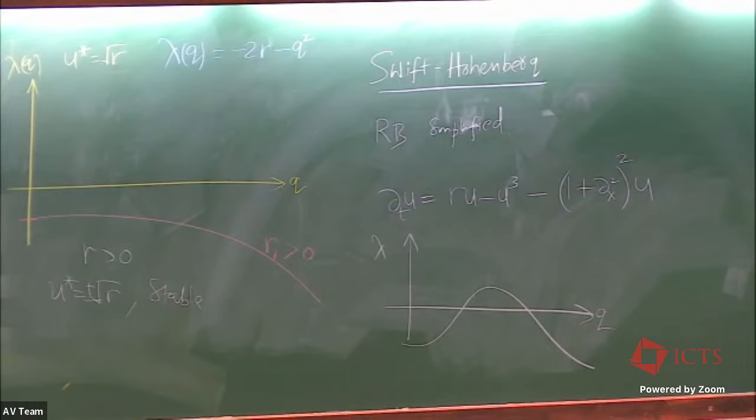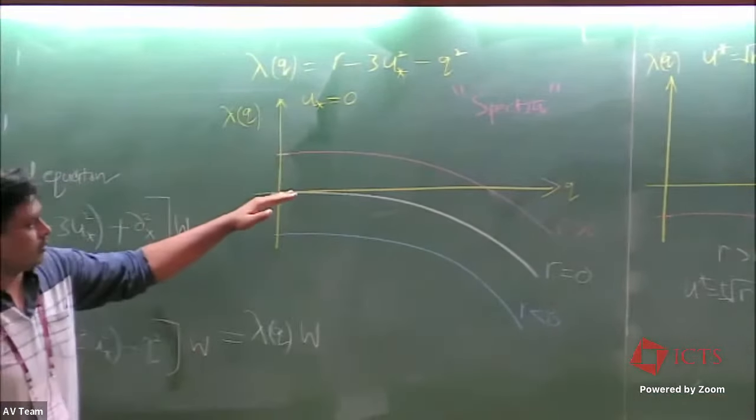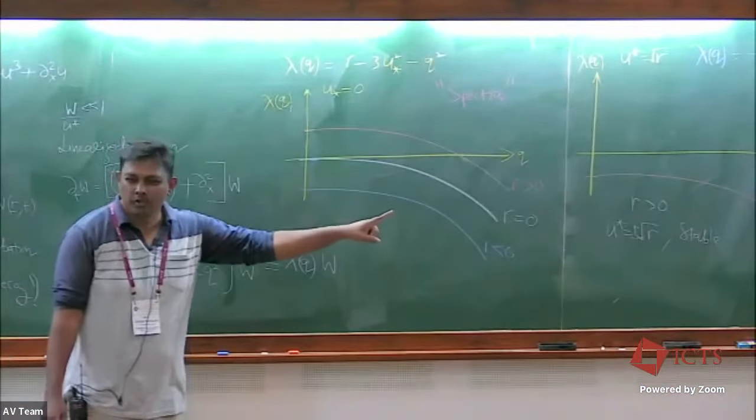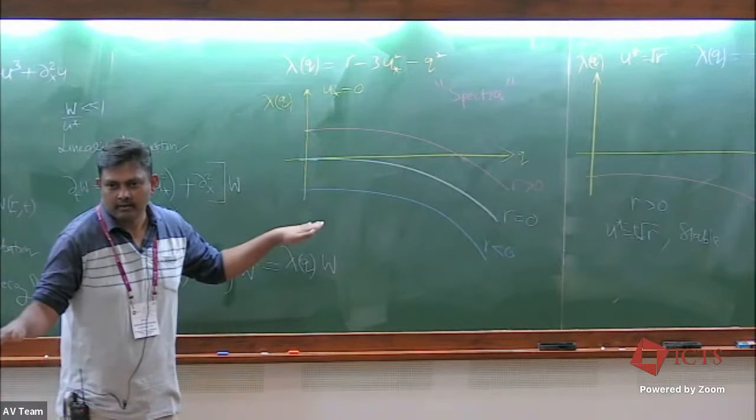Which one? The homogeneous state, U star equal to 0, is there. So I'm saying that if you want a pattern to come, you typically want it at some non-zero Q, because Q equal to 0 is just a homogeneous state.